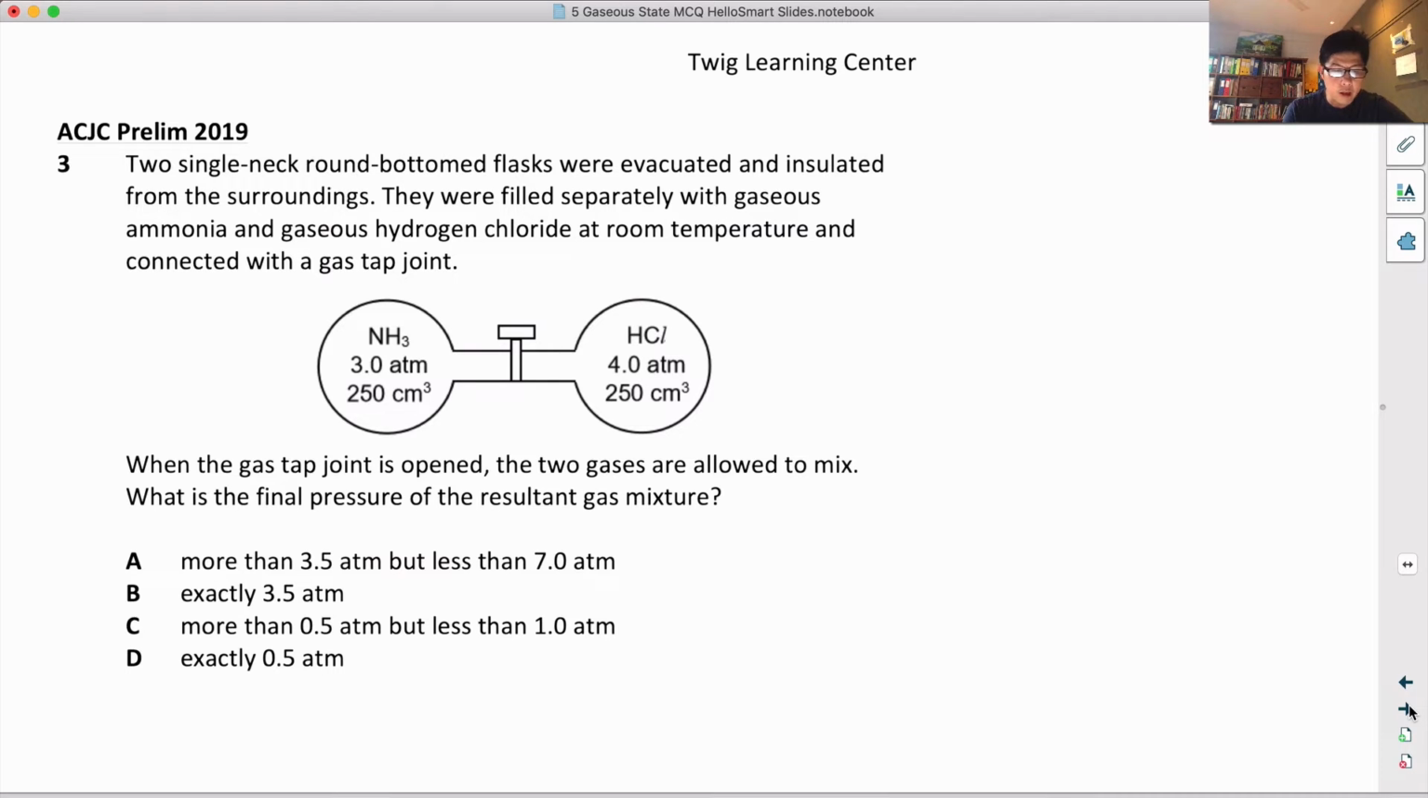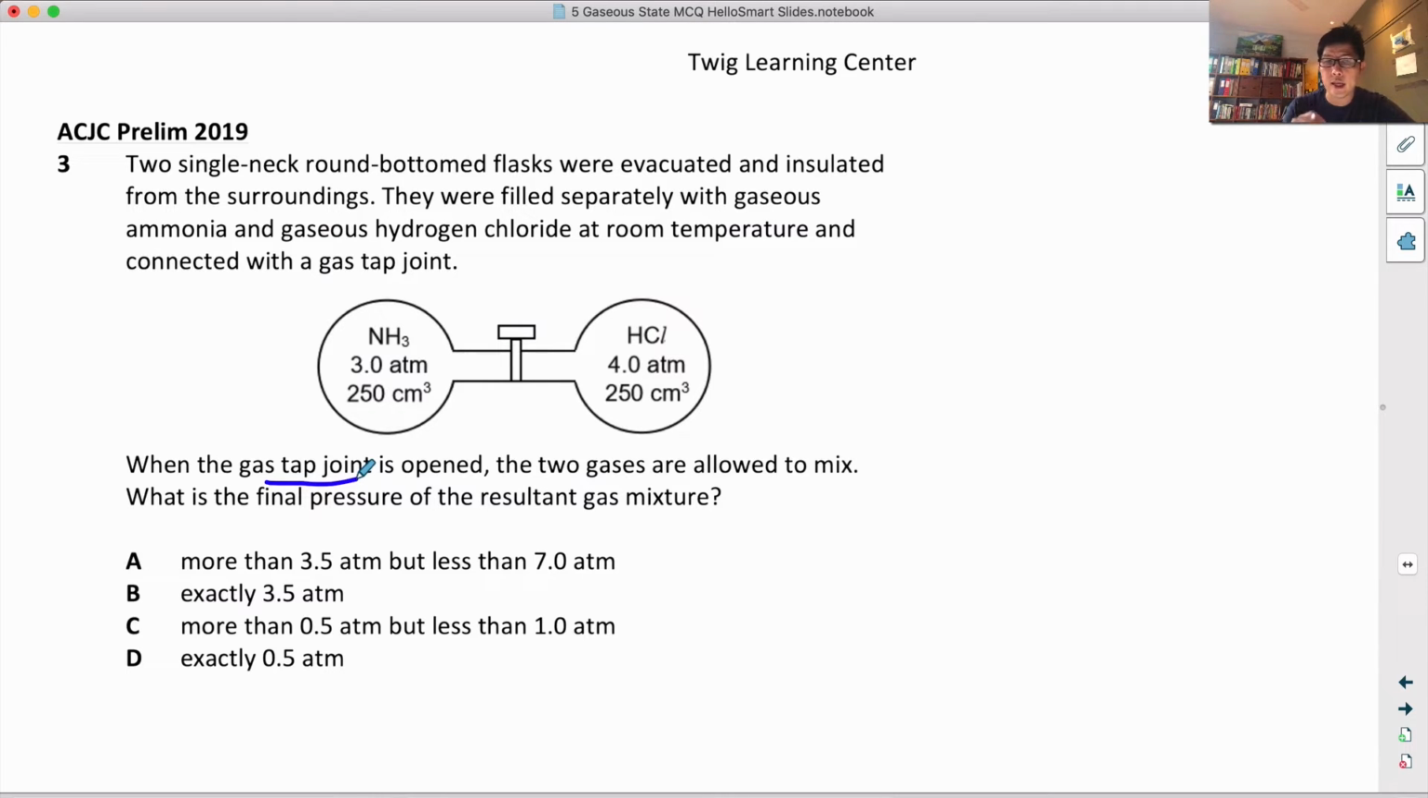There's ammonia and there's HCl in separate flasks. Then they open the gas tap joint and the gases are allowed to mix. They ask what the pressure of the resultant gas mixture is. This question is a bit tricky.